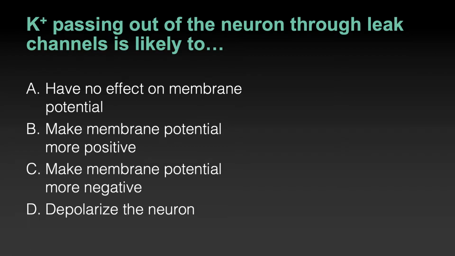Would it have no effect? Would it make it more positive? Would it make it more negative? Would it depolarize the neuron? There are only so many ways that I can ask how it would affect charge. But if potassium moves out, what happens to membrane potential? Potassium that has a positive charge moves out, what would happen to membrane potential?